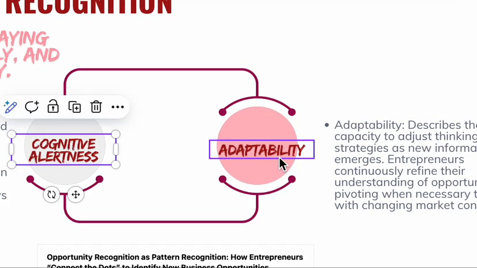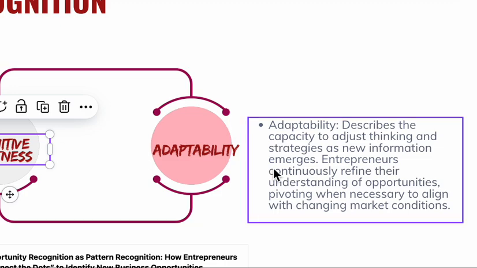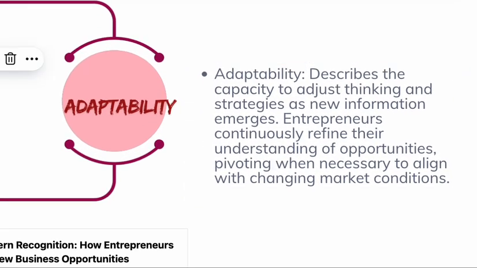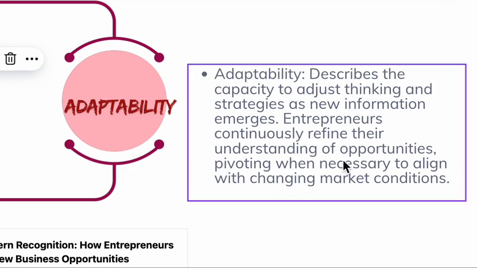Secondly, adaptability. So adaptability talks more about when you have identified an opportunity and you have recognized it. But you see, recognizing opportunity is not enough, because conditions change. So entrepreneurs must adjust their thinking and strategies as new information emerges. So this means you have to pivot. So pivoting when necessary, refining your ideas and aligning with market demands.